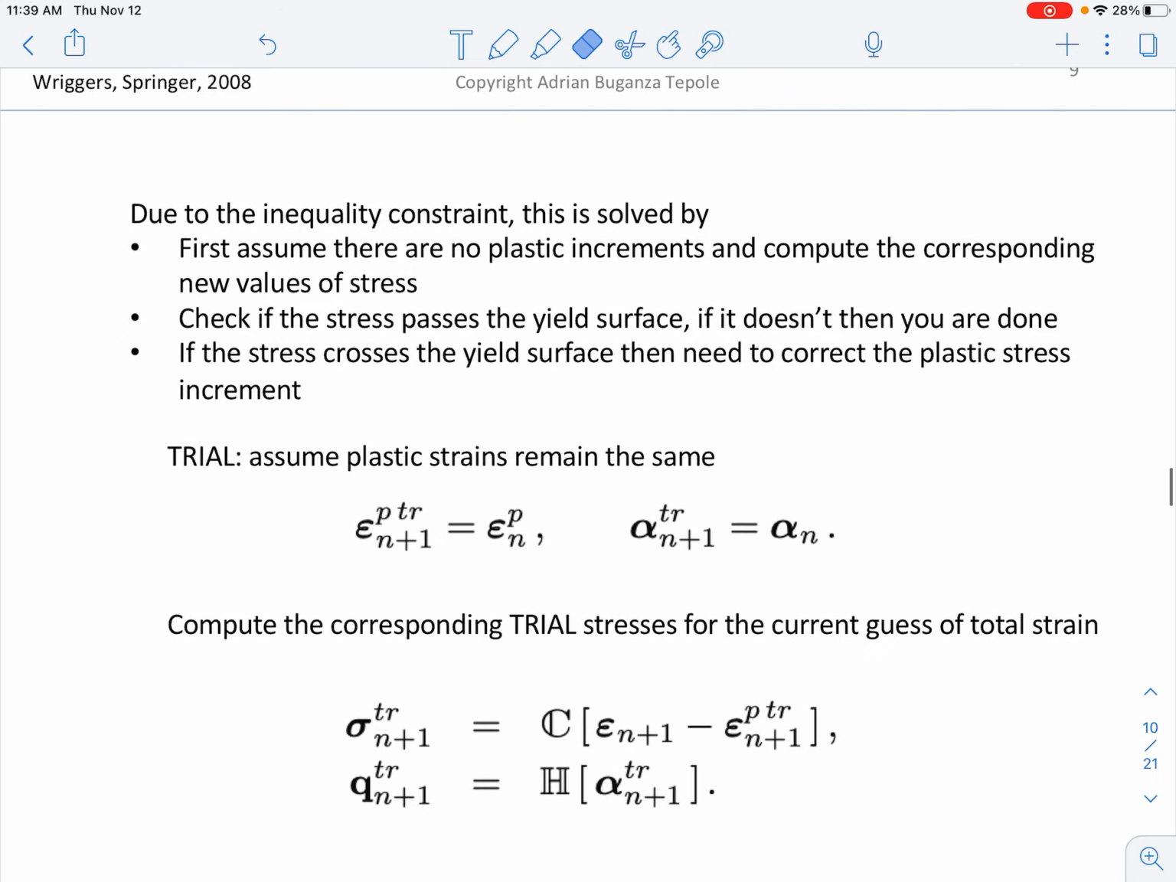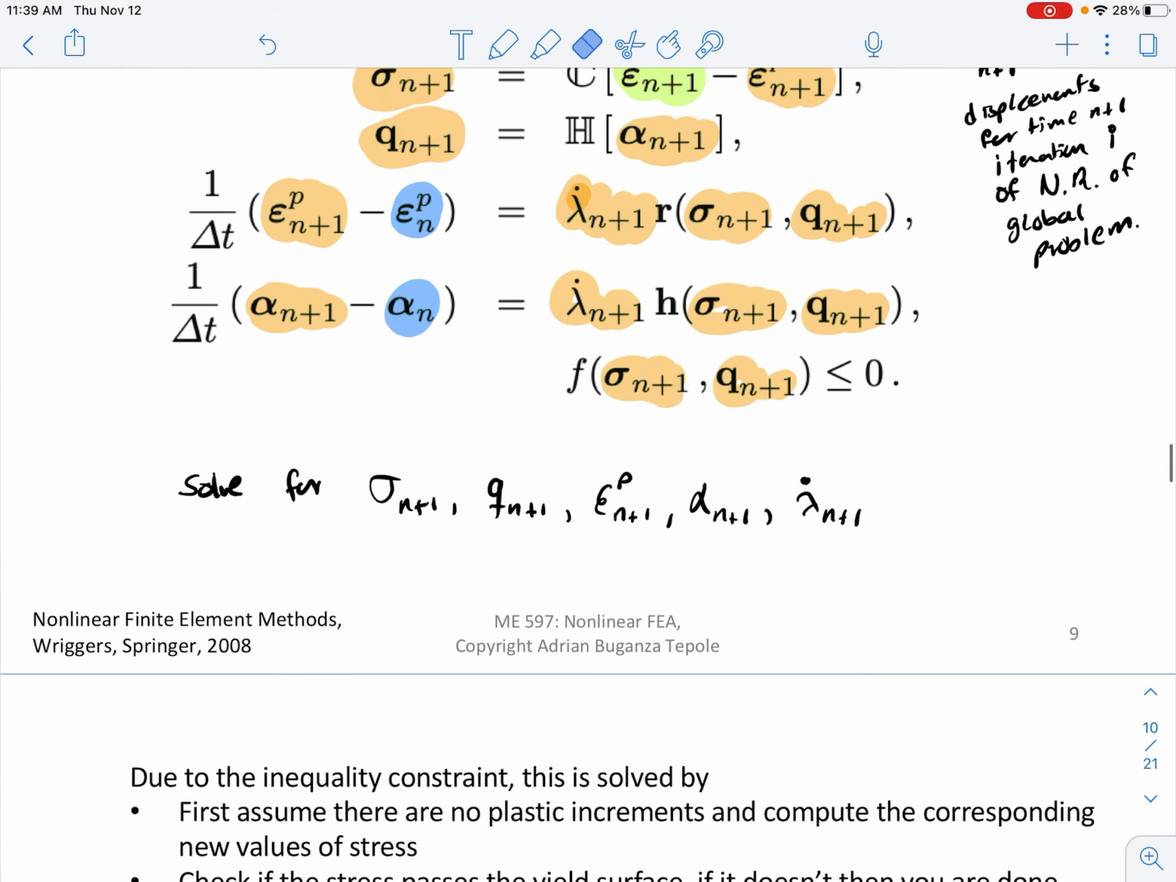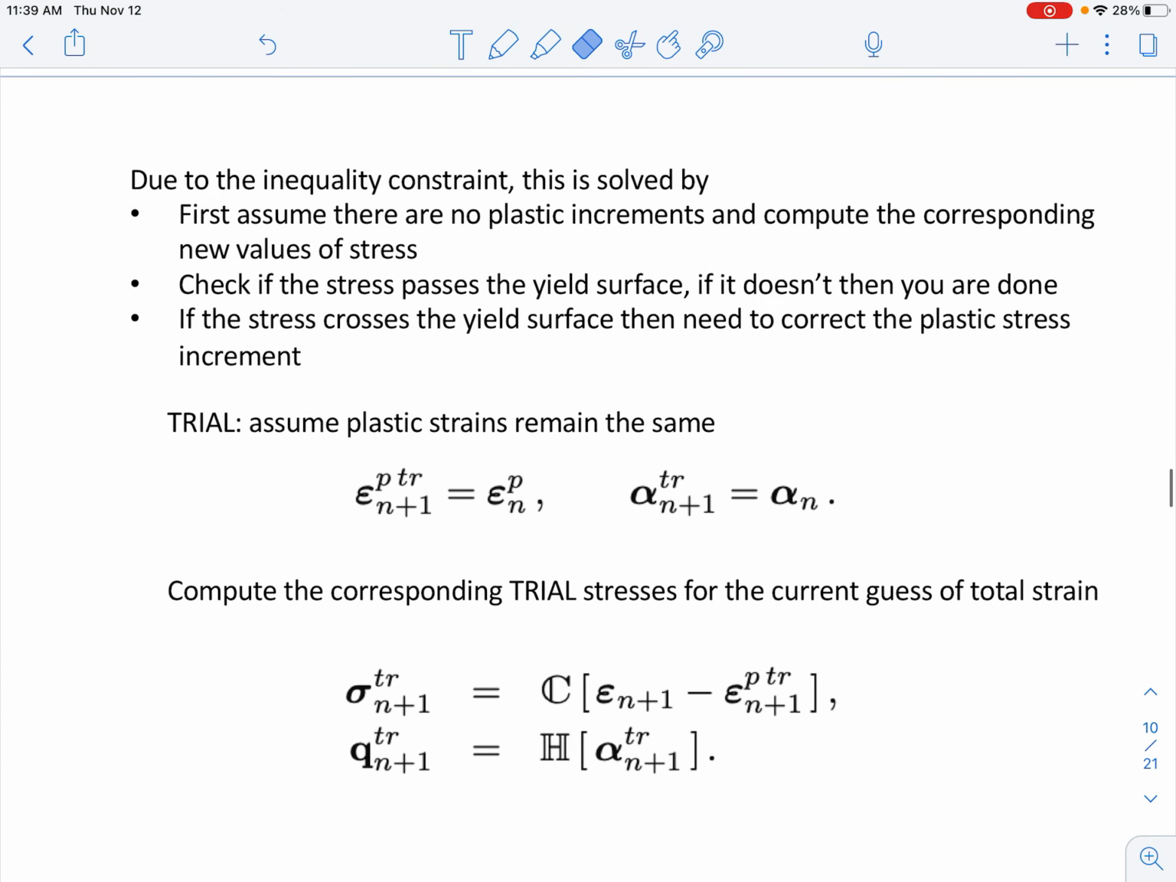All right, so due to the inequality constraint, like this one right here, instead of solving this system, what is typically done is that you first assume that the plastic strains are frozen and you compute a trial value for the stress. You check if that satisfies the yield criterion. If it's inside of the yield criterion, then that's it, you're done. Then it's basically like a standard elastic step. And if not, then you do need to solve the equation. So it's like a predictor corrector scheme.